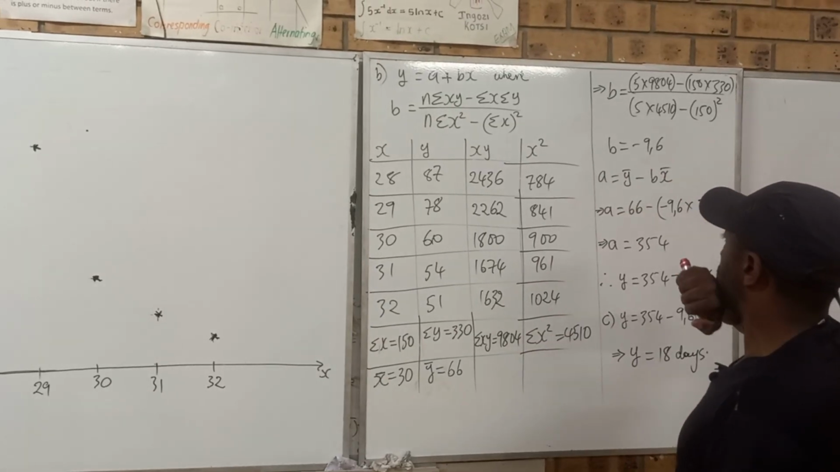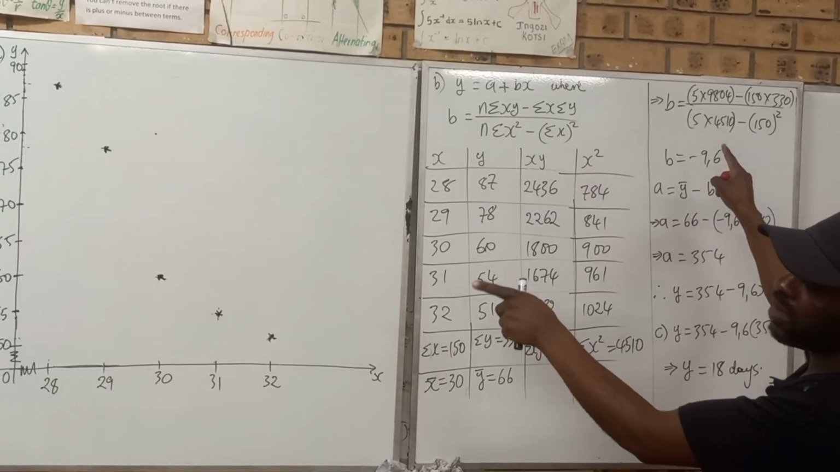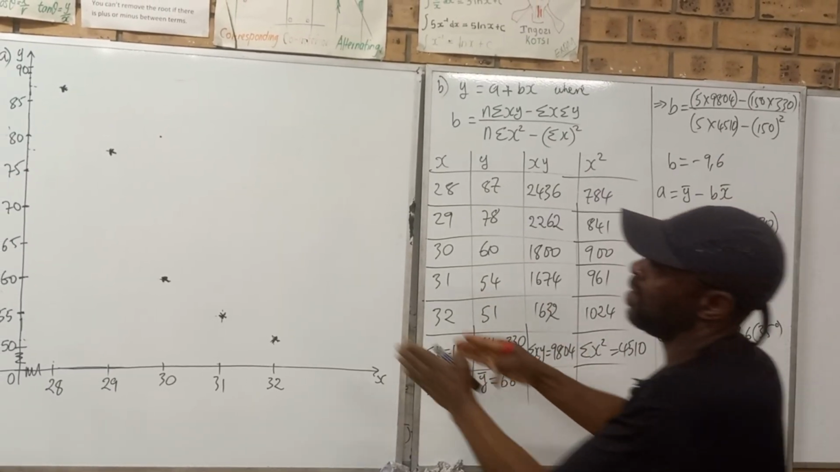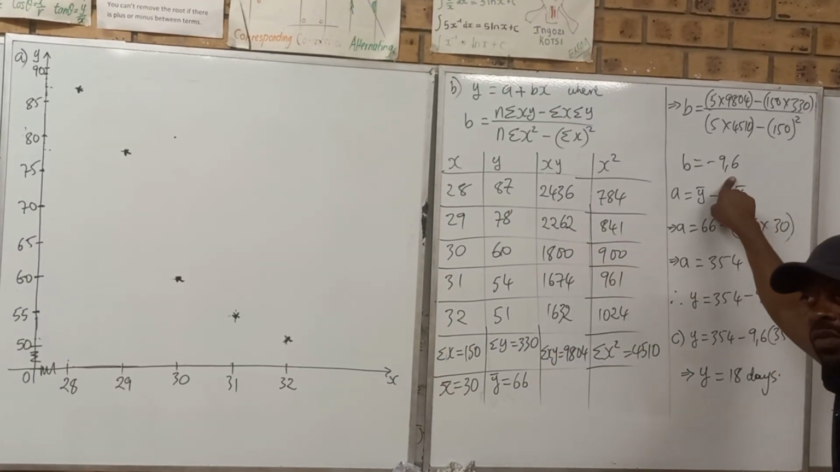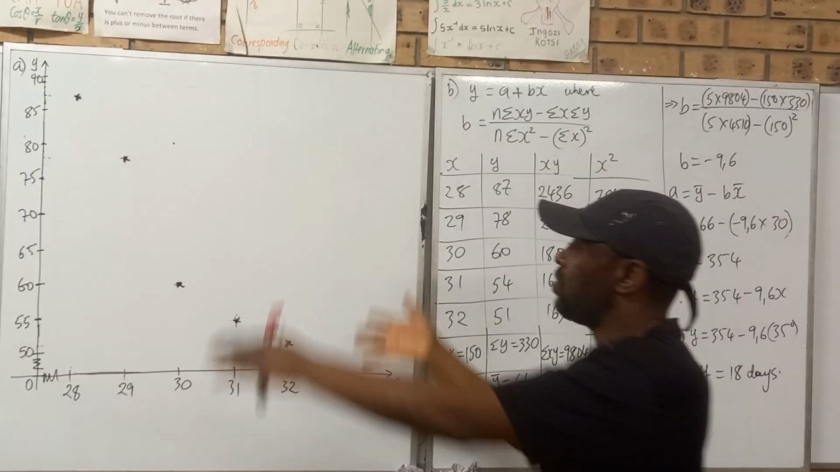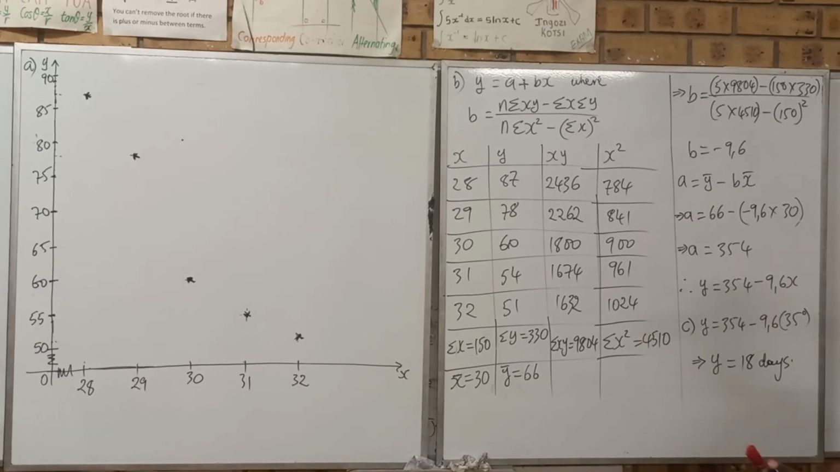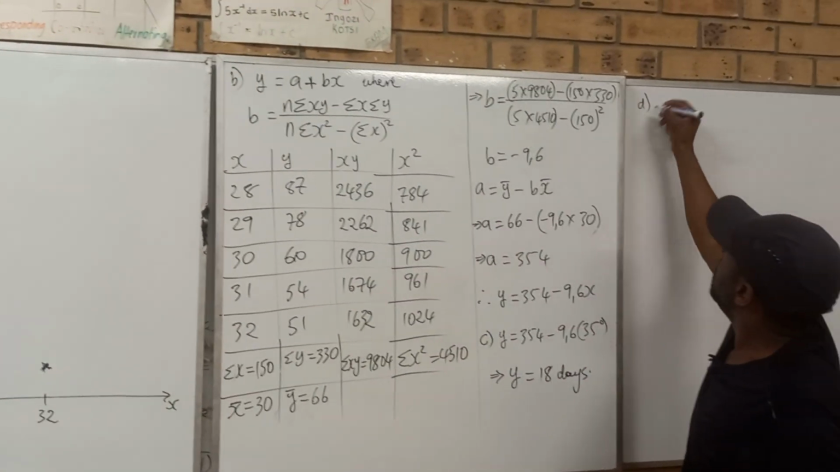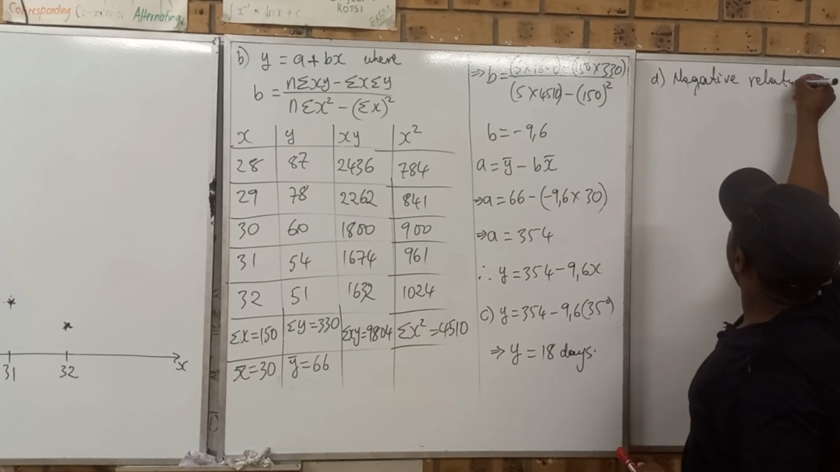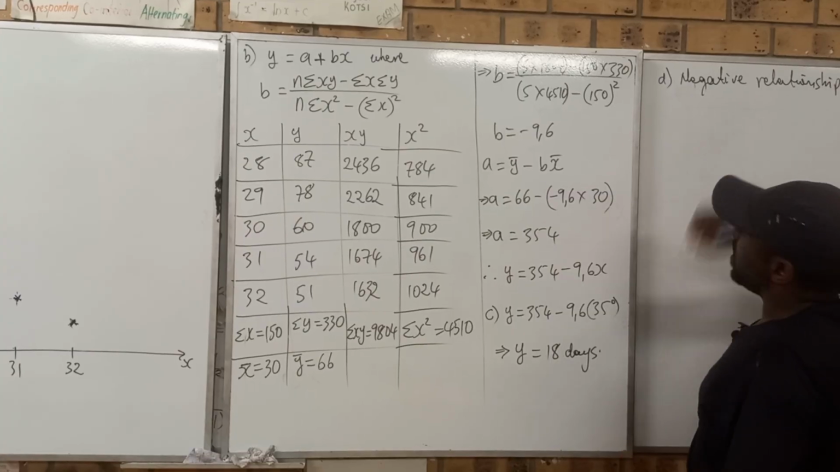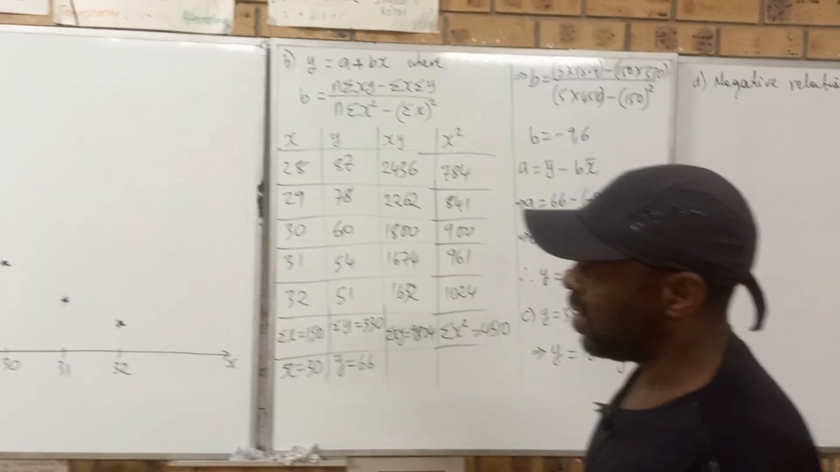So that is why I always keep saying, if you have a scatter plot and you also calculate b, they must be speaking the same language. Speaking the same language in the sense that if the scatter plot says the relationship is a negative one, then b must be a negative figure. If the scatter plot says the relationship between x and y is a positive one, then b will be a positive figure. So my response to D is simply negative relationship. That is what exists between x and y. So we can now go to E and F.